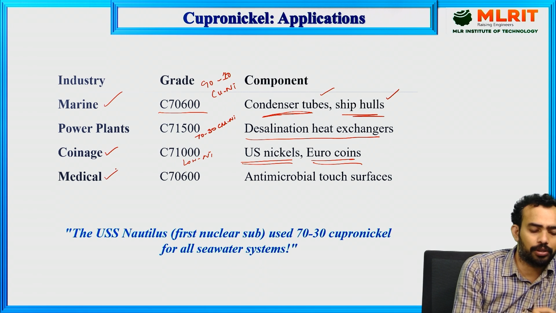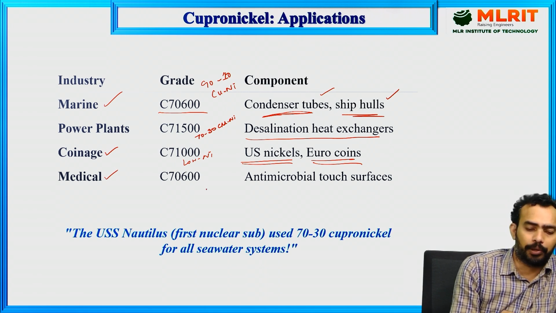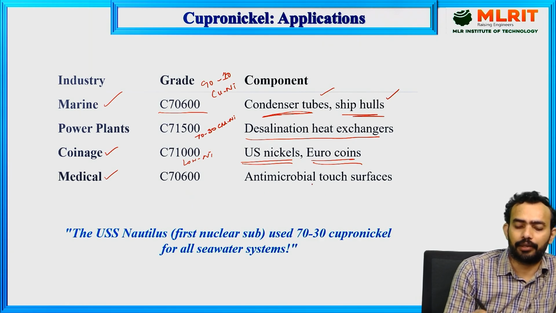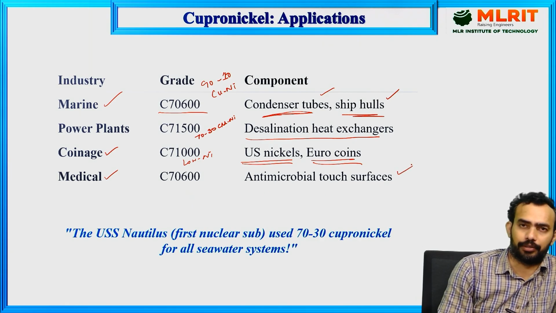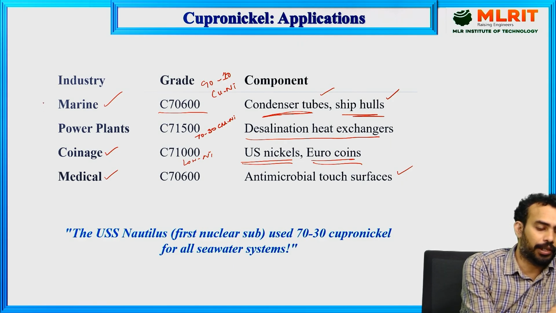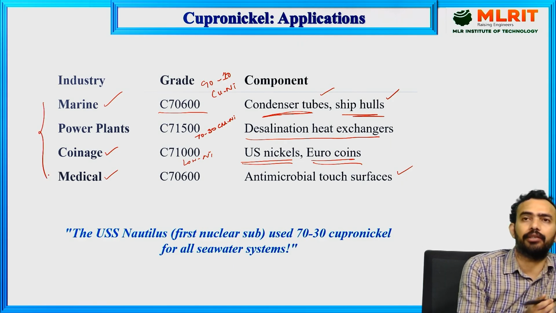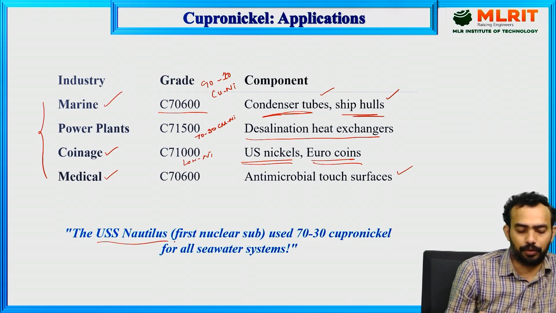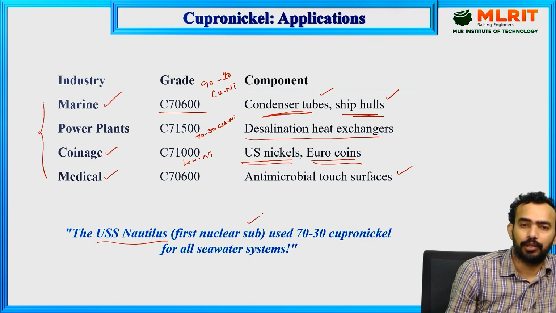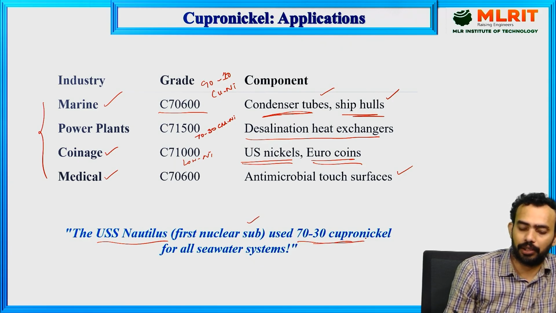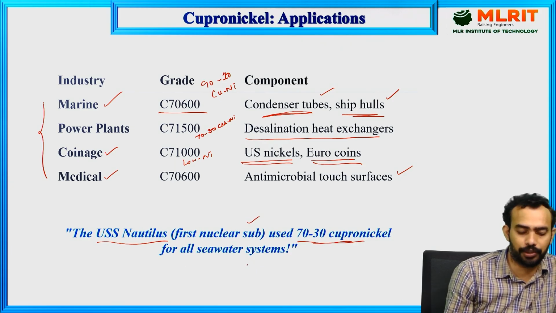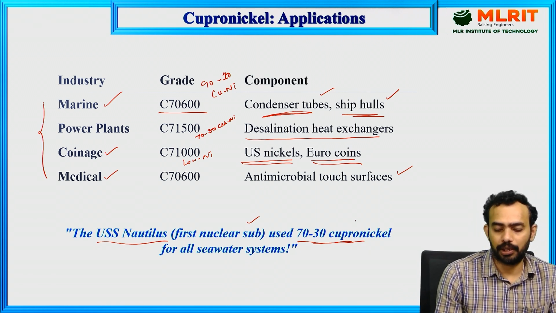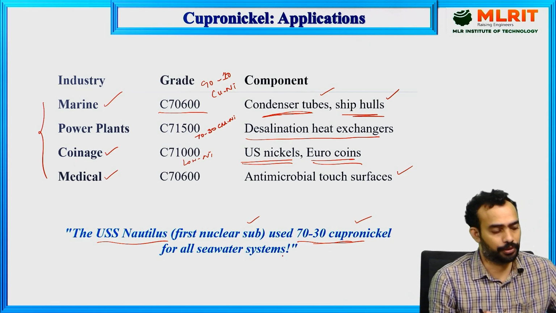Then in the medical sector it also finds its applications, particularly 90/10 copper nickel alloy, because of its antimicrobial touch surfaces. These are the sectors where it practically finds its applications. The USS Nautilus, the first nuclear sub, used 70/30 cupronickel for all seawater systems.